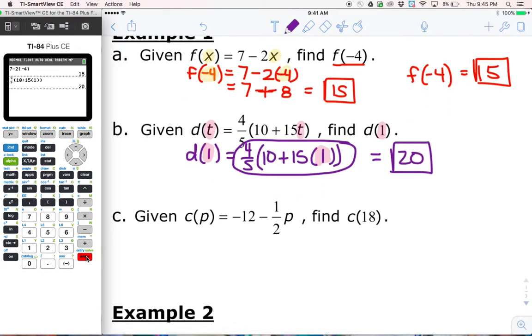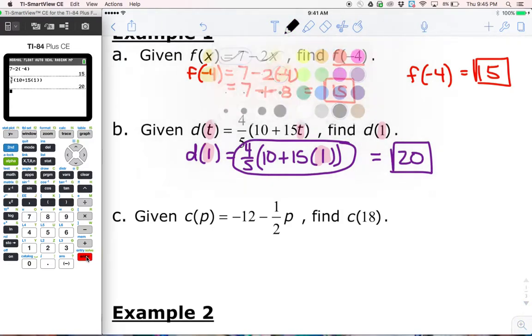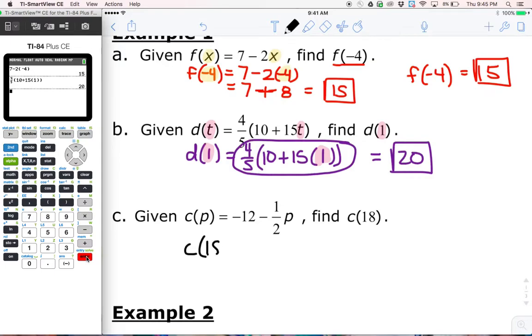Problem C, same type of thing. It tells us C of P is equal to this equation, but now they want to know what is C of 18. So P has become 18. Well, we're going to keep going here, and we're going to say equals negative 12 minus 1/2 P, except just like over on this left side, P is becoming 18, okay?